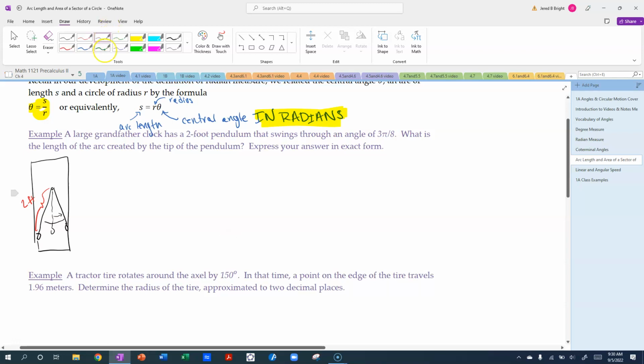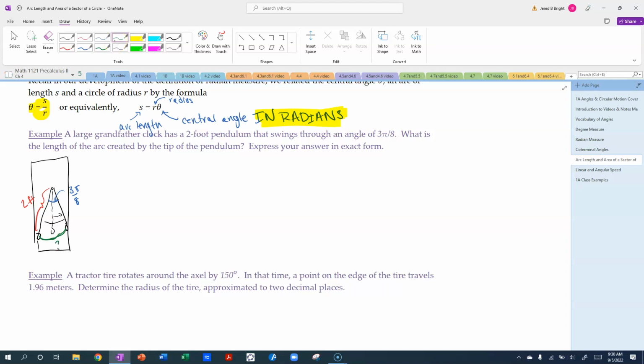The angle from the rightmost part of the swing to the leftmost part of the swing, the space that it would swing through, is 3 pi over 8. Then it says, what is the length of the arc? Well, the length of the arc is down here. So we're trying to find this.